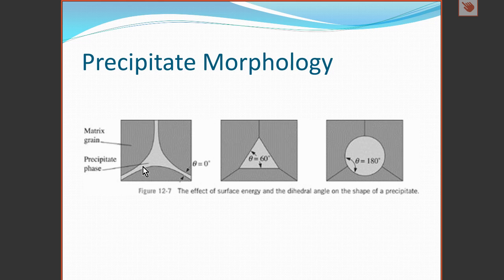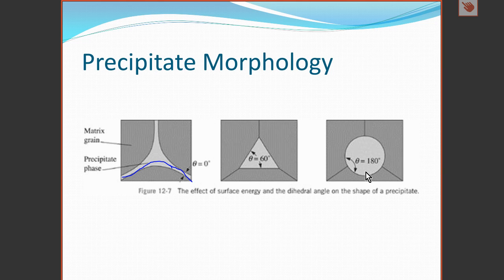say, the toughness of the material, because a crack can now propagate through the continuous precipitate. At intermediate surface energies, we see that the angle, what's known as the dihedral angle, increases, but is not as high as 180 here. And we get precipitates with sharp points. Again, this can lead to stress concentrations.